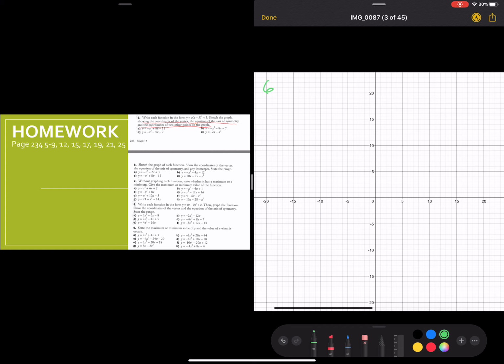State the range. Oh boy. So we get to state the range here. Okay, let's do D. They're all pretty much the same. I'm just going to rearrange it off the bat.